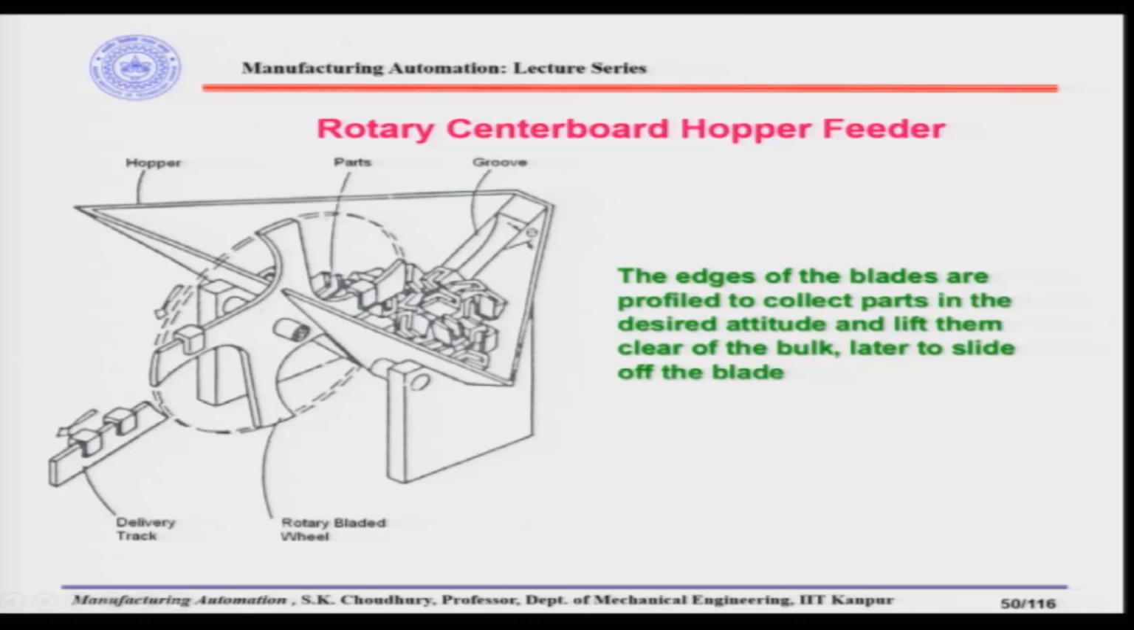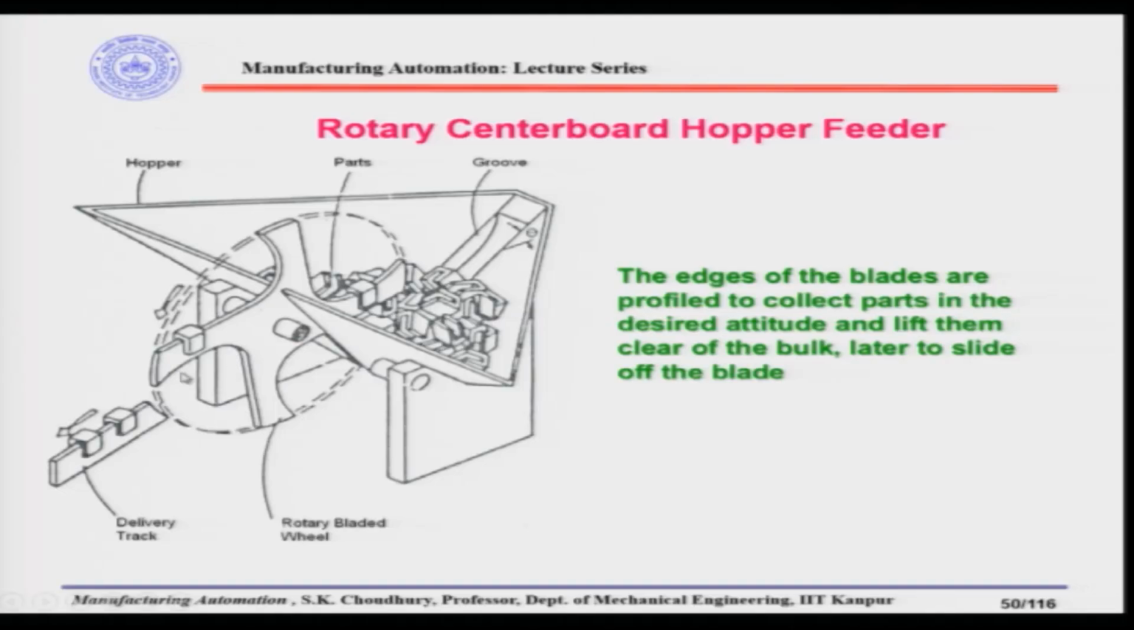So, once again, the rotation of the wheel is not agitating the parts, but actually it is picking up the parts from the mass of the parts, and because of the profile of this blade, the parts which are being picked up while rotating will be falling from here, and if aligned to this delivery track, the parts will be coming down. So, here the edges of the blades are profiled to collect parts in the desired attitude. Another very big advantage of such kind of feeders is that parts will always be delivered in this orientation. It will never be in another, it is not possible.